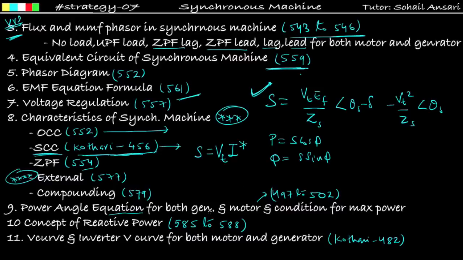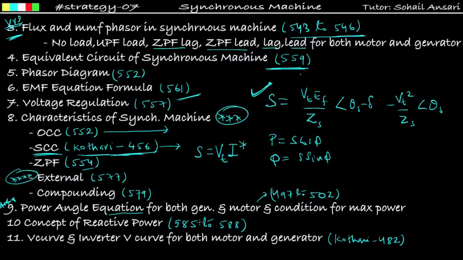So the concept is given in page number 497 to 502. All the derivation of generator as well as motor is given from page number 497 to page number 502 in P.S. Bimbhra book. So go through that. If you are not understanding the concept, then ping me on Facebook group. I will try to make one video related to the power angle equation. This is very important, that's why I am saying.